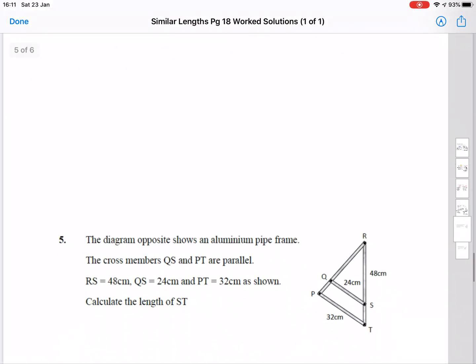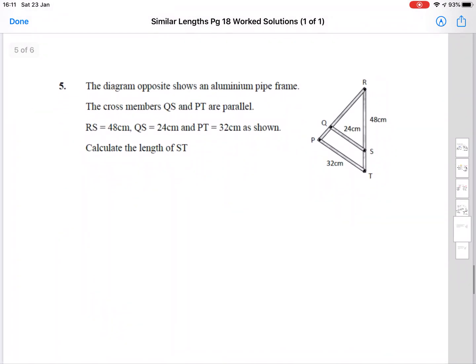All right, next question is question 5. Again, I had quite a few people asking me about this one. Here again, we have our similar triangles, one on top of the other. We're told here that this is an aluminium pipe frame, and we have two parallel lines. So QS and PT are parallel. That's how we know that this is similar triangles, okay?